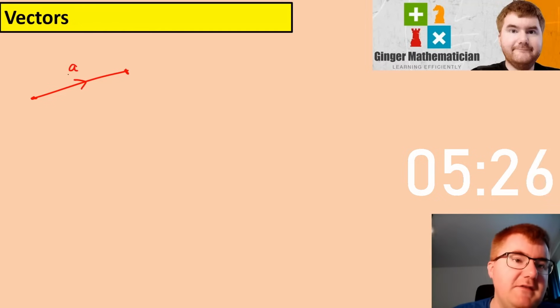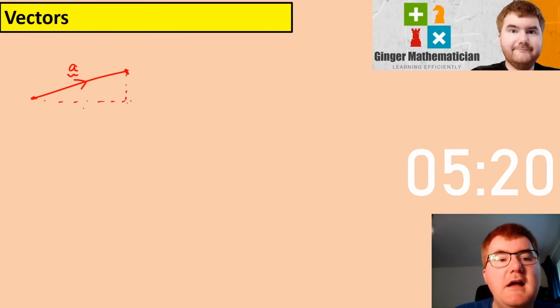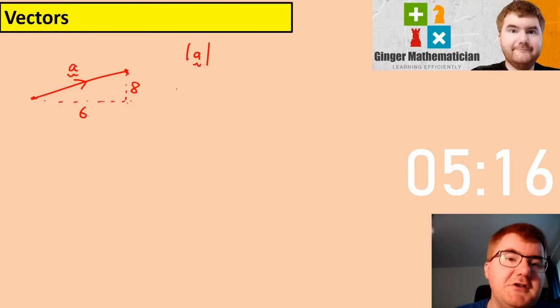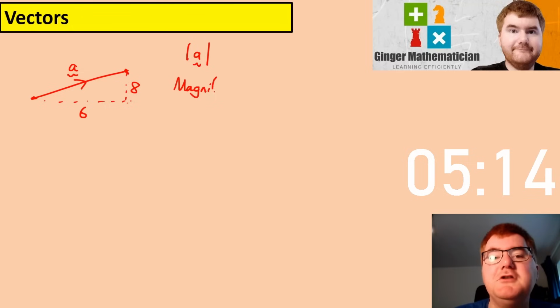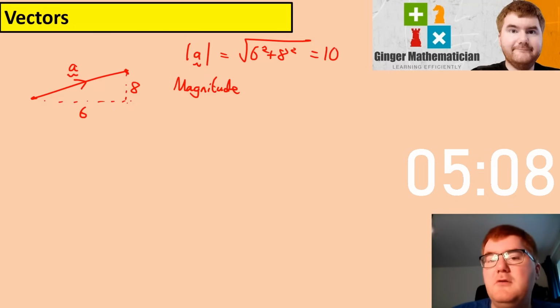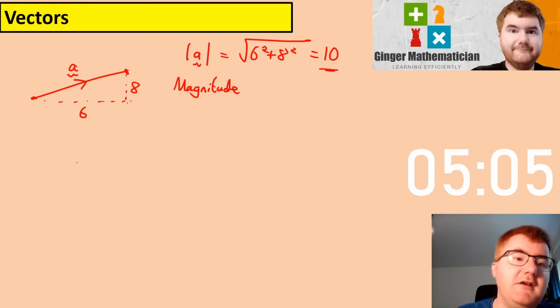Okay, so we give it like a little a like this. Again, we can actually work out what the length of this is. Say this is 6 and this is 8. We can use Pythagoras to actually work out the magnitude. This is the key word here, magnitude of the vector. So we can just use Pythagoras. So 6 squared plus 8 squared. And on the calculator, that will just give you 10. So you need to know how to work with that.